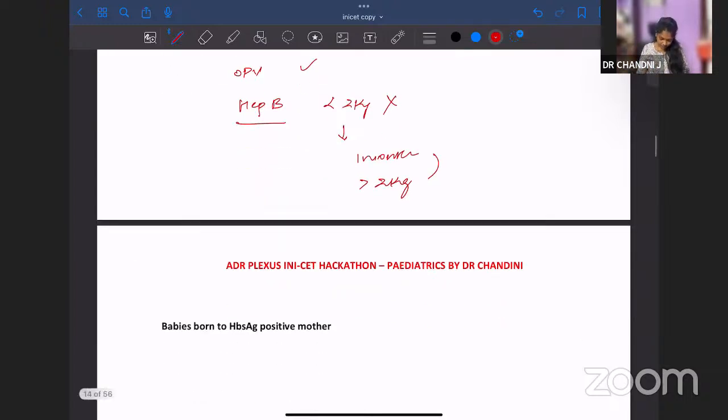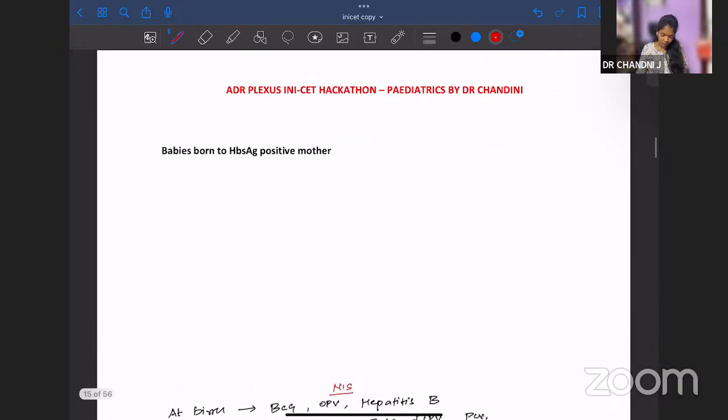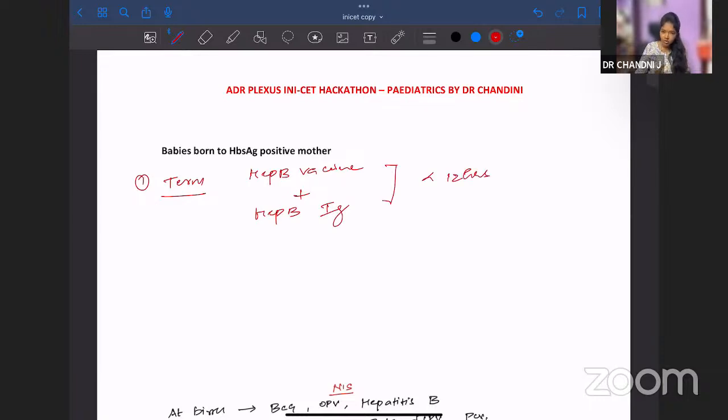This is about preterm. Now, baby is born to an HBsAg positive mother. Mother is HBsAg positive. What to do? First, we'll see about a term baby. For a term baby, you give hepatitis B vaccine plus hepatitis B immunoglobulin. Both have to be given within 12 hours of birth. Okay. Vaccine, immunoglobulin within 12 hours of birth. And then you follow the schedule and give 2 more doses at 1 month and 6 months as per the schedule.